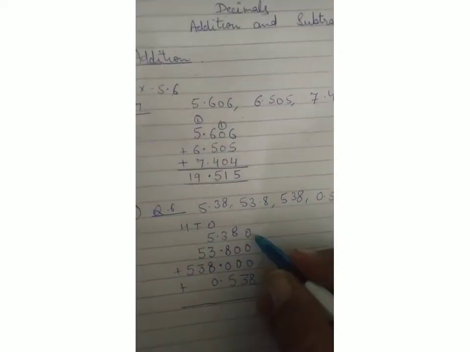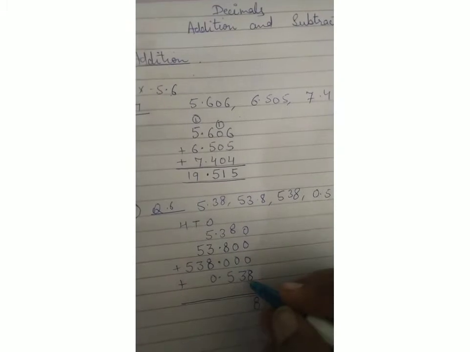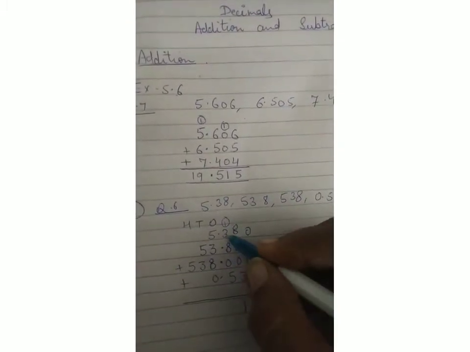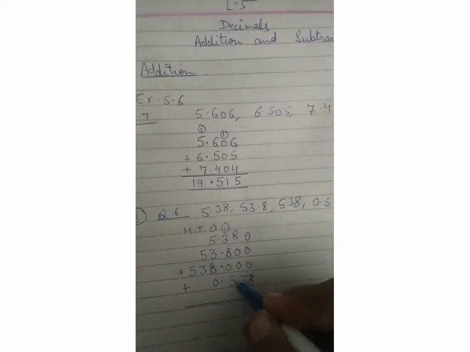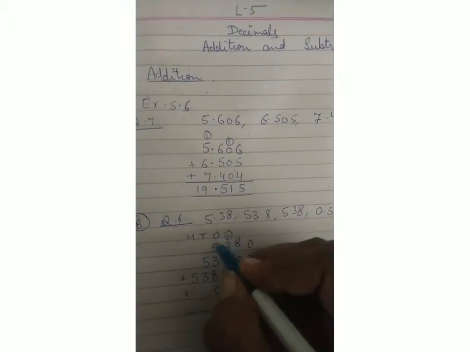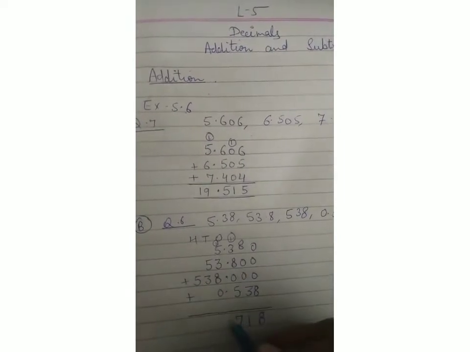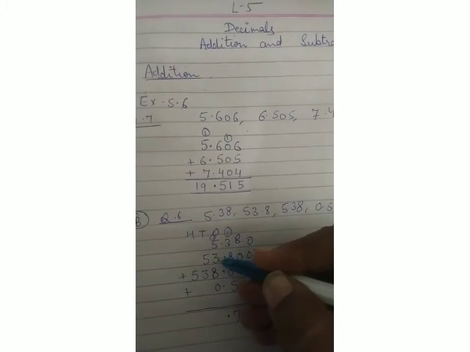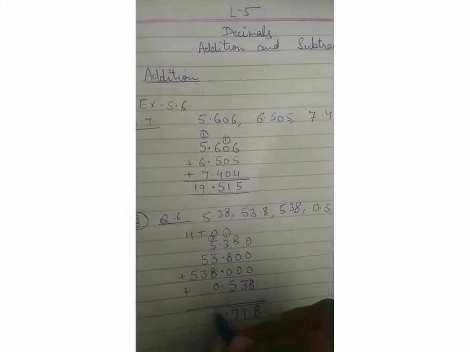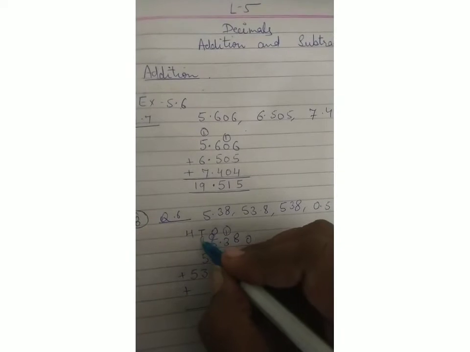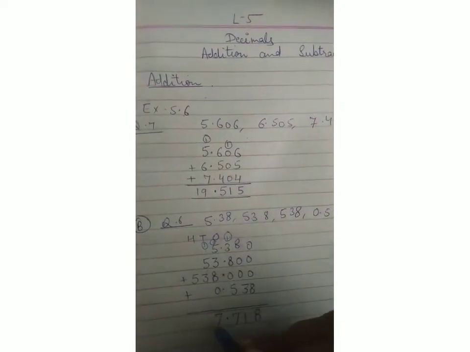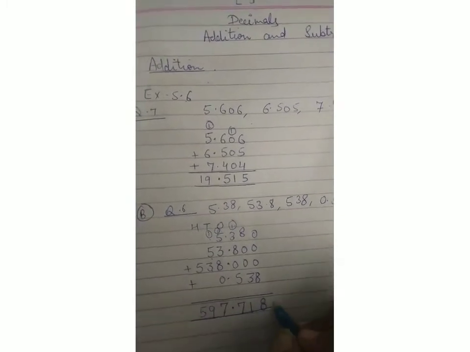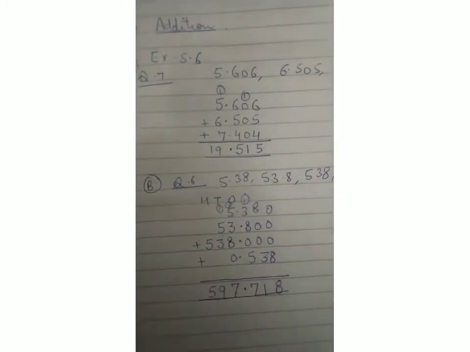I can add them. 8 plus 3, 11. 11 plus 1, 12. 12 plus 5, 17. So I will carry 1 over here and I will put the decimal under the decimal. 5 plus 1, 6. 6 plus 3, 9. 9 plus 8, 17. 7, carry 1. 5 plus 1, 6. 6 plus 3, 9. And 5. So my answer is 597.718. Okay. Addition is clear.